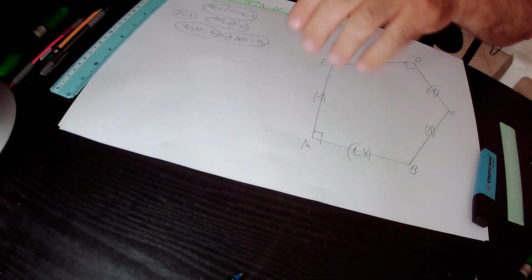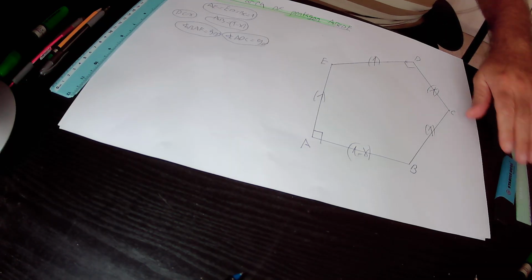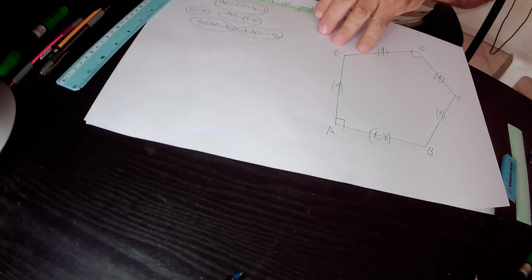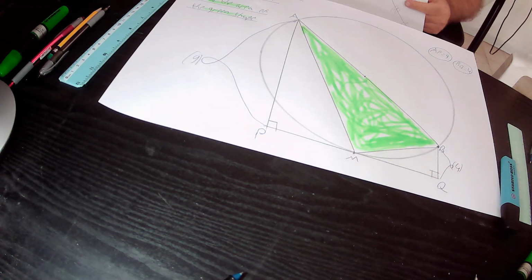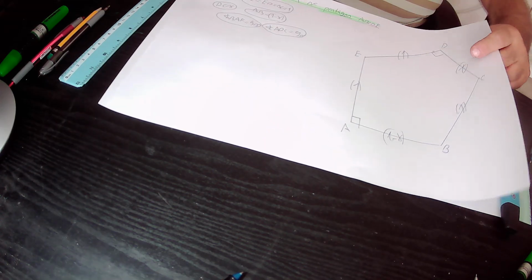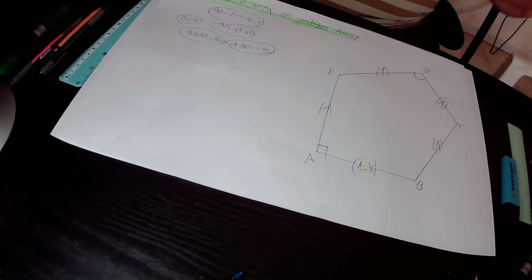Now in this lecture I will answer two questions. In the first question we find out the area of this pentagon ABCDE, and in the second question we find out the area of this green shape. So I start with the first question. In the problem we have pentagon ABCDE.